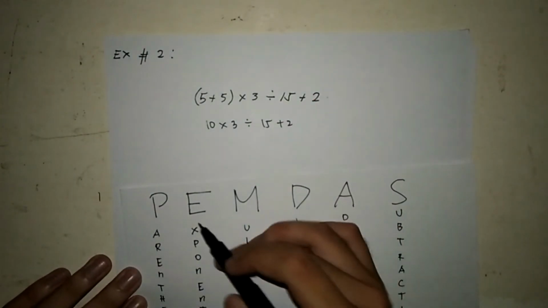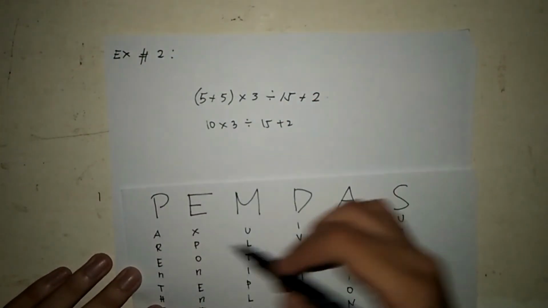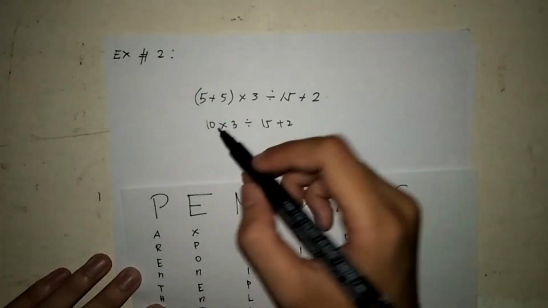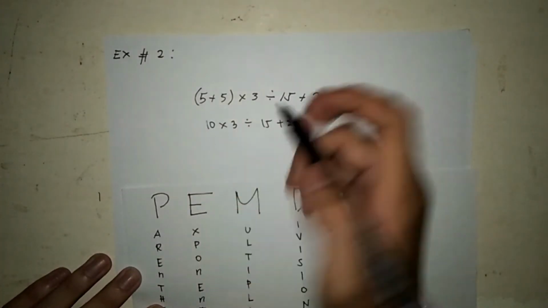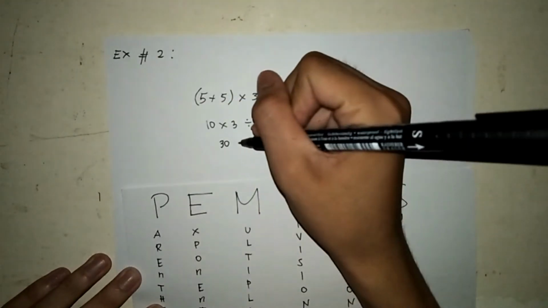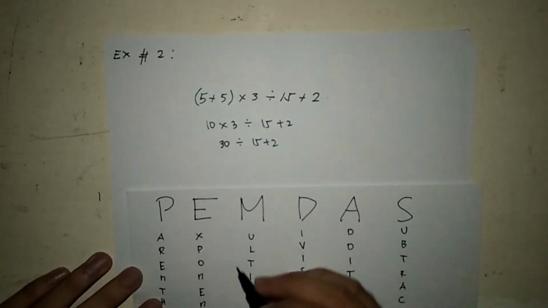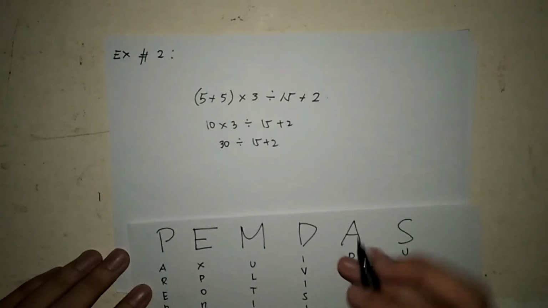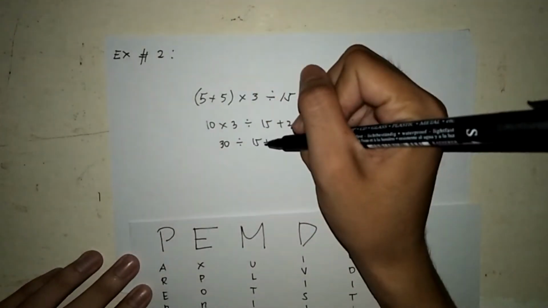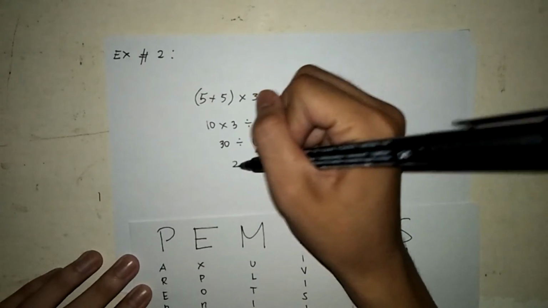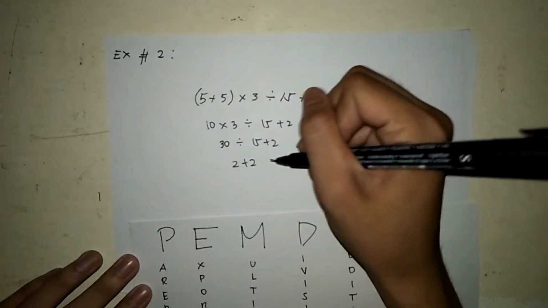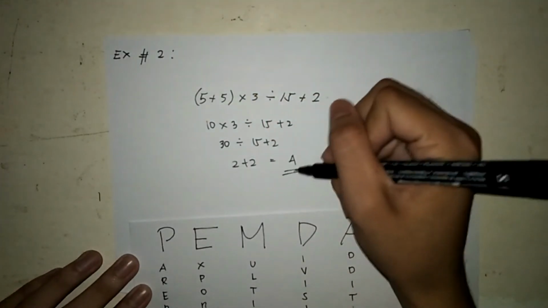The next is exponent. Walang exponent. Let's go for multiplication, which is meron, 10 times 3 is equals to 30 divided by 15 plus 2. Next is for division. So meron. So 30 divided by 15 is equals to 2. Tapos plus 2 will give us the answer of 4.